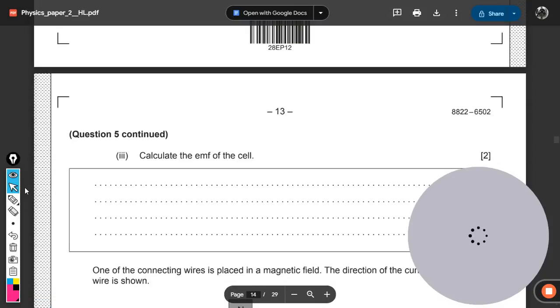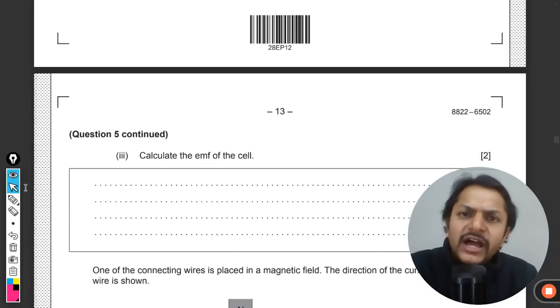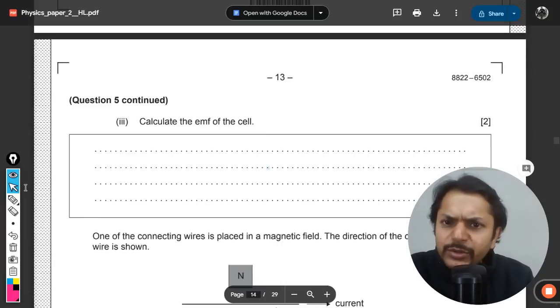Calculate the EMF of the cell. When you know the internal resistance, you can now substitute the value in that equation and find the EMF in a very easy method. No problem at all, so I will not be doing this.